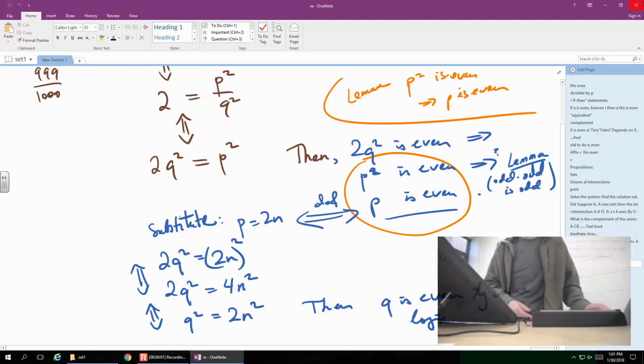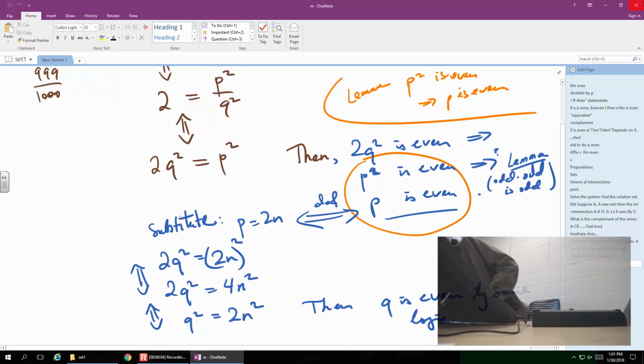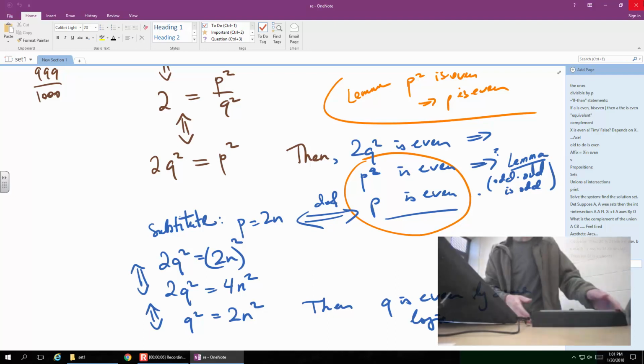The theorem that we started last time. Yeah, an important one.